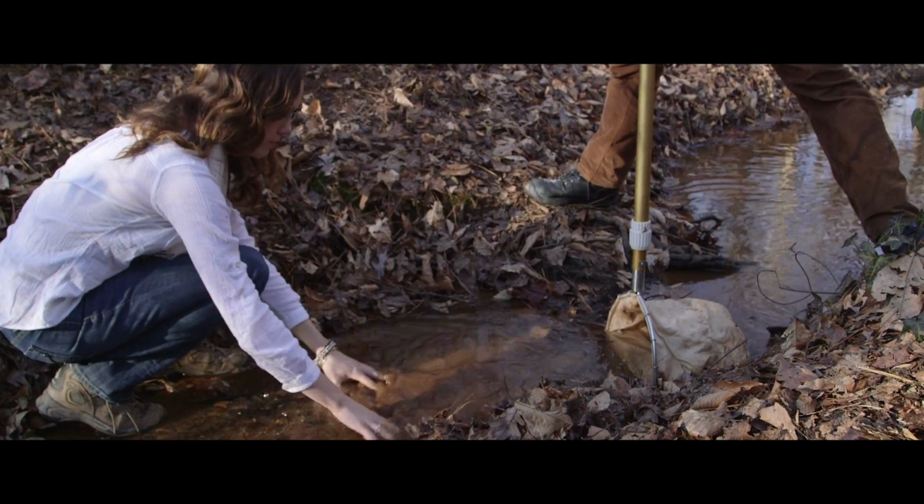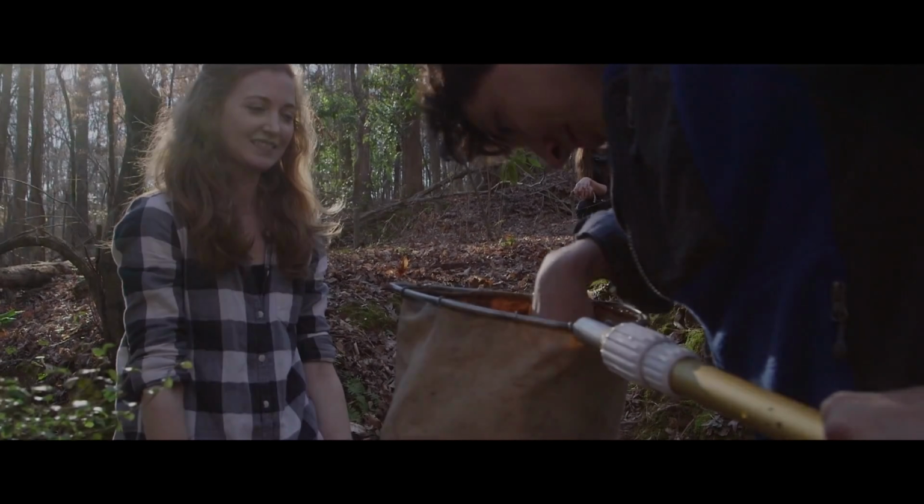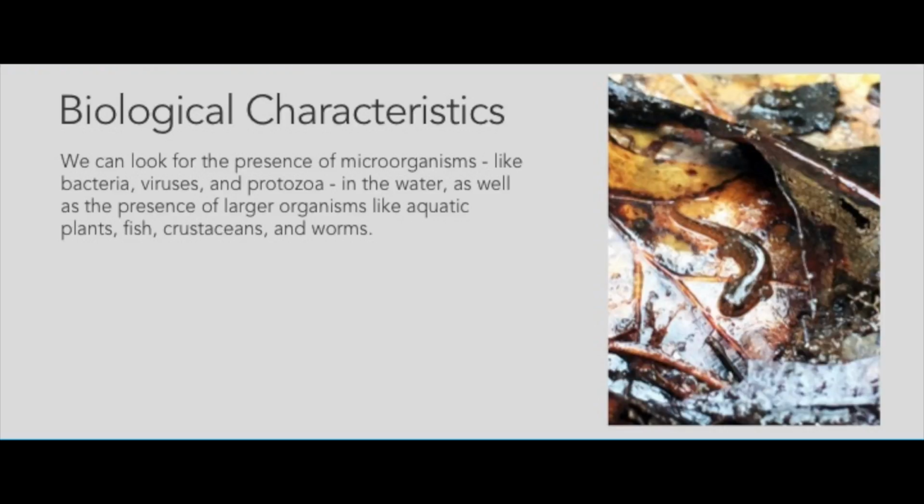Lastly, we must examine the biological characteristics of the stream. These include the types of microorganisms, like bacteria, viruses, and protozoa in the water, as well as the presence of larger organisms like aquatic plants, fish, crustaceans, and worms. By examining the stream and comparing it to the standards set by the Clean Water Act as well as Georgia's own Department of Environmental Protection, we can determine whether or not it is impaired. In fact, this is the exact same process conducted by Georgia's Department of Environmental Protection every 5 years as they undergo periodic assessments of impaired waterways statewide.